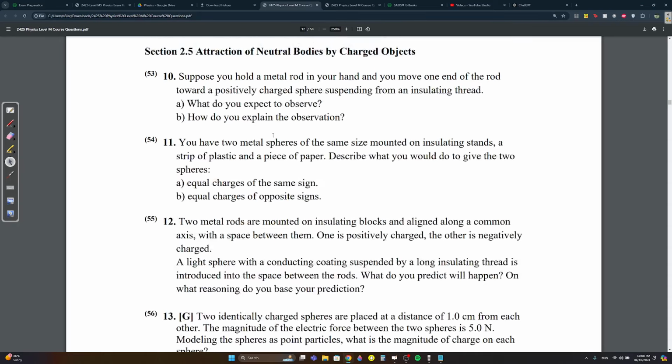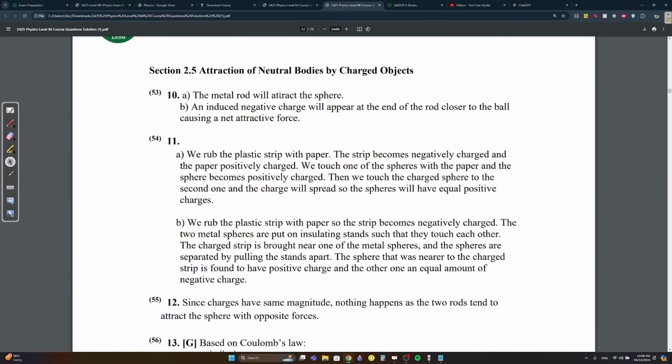Question 10. Suppose you hold a metal rod in your hand and you move one end of the rod towards a positively charged sphere suspended from an insulating thread. What do you expect to observe? What will happen? Let me see. The metal rod will attract the sphere.